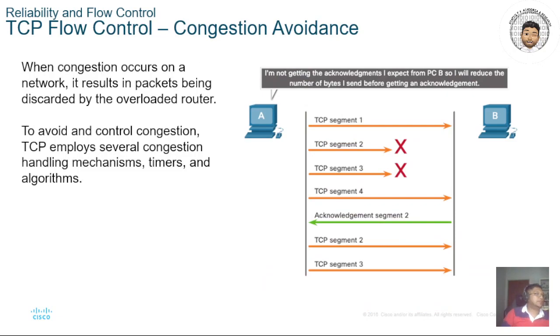And then we have congestion avoidance. Here, in case there are problems and I'm not getting acknowledgement from the destination, I will reduce the number of bytes I send before getting an acknowledgement. So it reduces the number while continuing to ask, and then when it receives, it will send the remaining parts that are problematic so far.